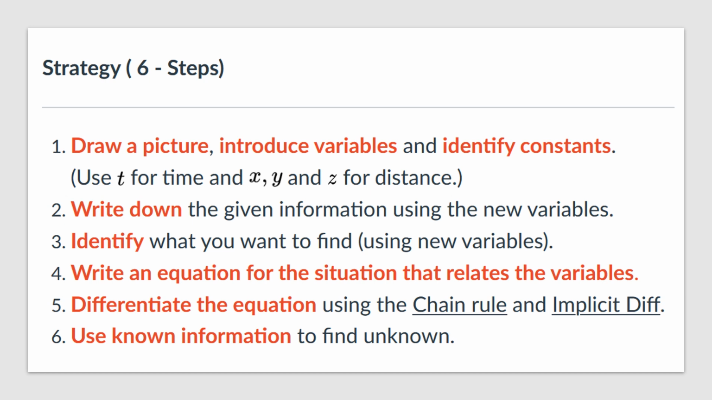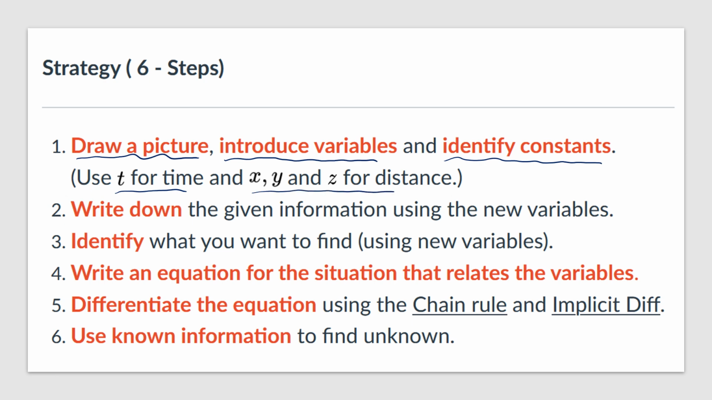The first step is draw a picture. You draw a picture describing the situation. That's really helpful for a problem like this one. Then you introduce variables. That's a very important step. We introduce variables, and then using those variables, you can identify the constants. There are several constants given, so you can identify them. Normally we use t for time, and x, y, z for distances. That's the common practice.